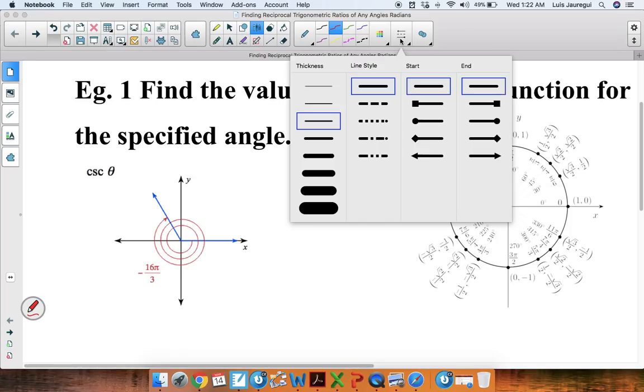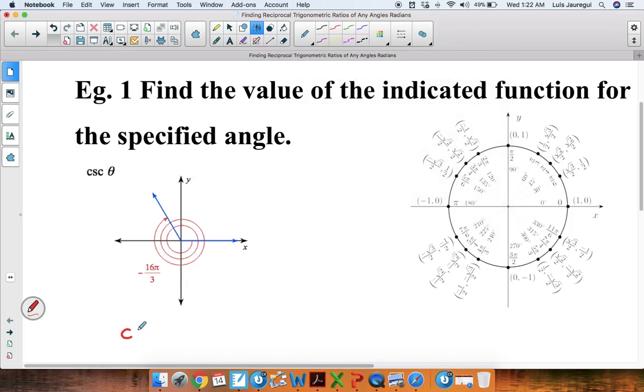So let's go ahead and write down important information here. We are looking for cosecant of negative 16 pi over 3. Now cosecant is the reciprocal of sine. So this is the same as saying, okay, we want 1 over sine of negative 16 pi over 3.